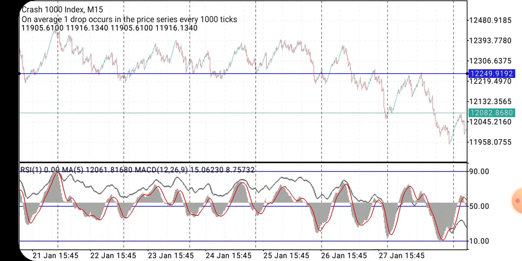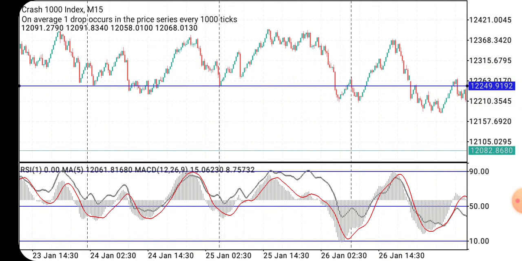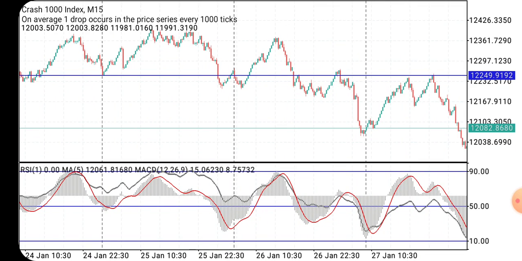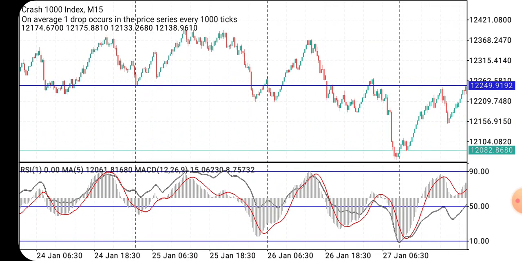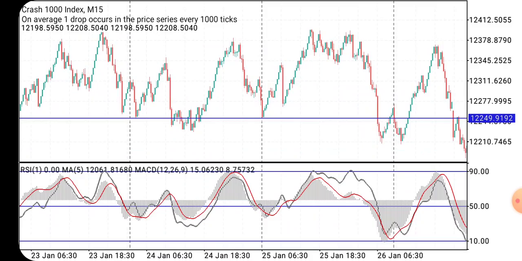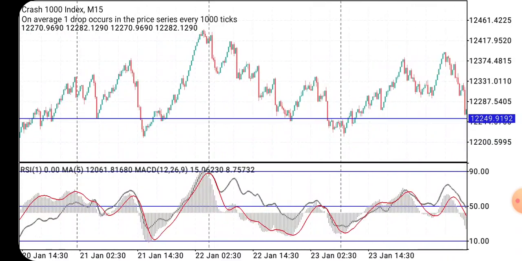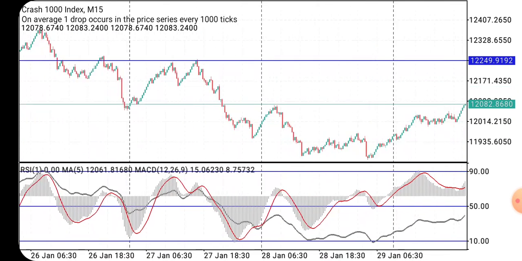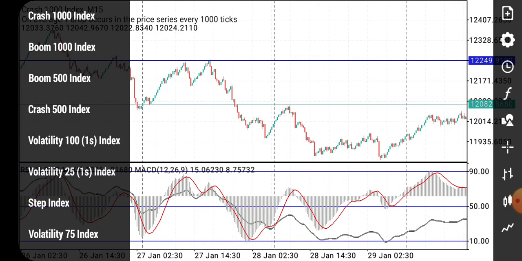And if we look back, we can see that this level is a very strong level of resistance. It has been tested 1, 2. It has been tested a lot of times, many times. So that is what we mainly do when we use the strategy.